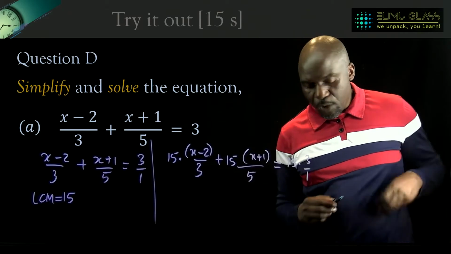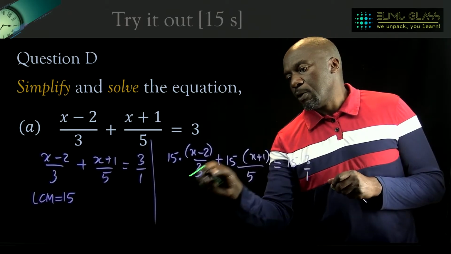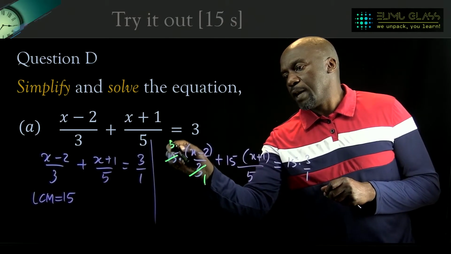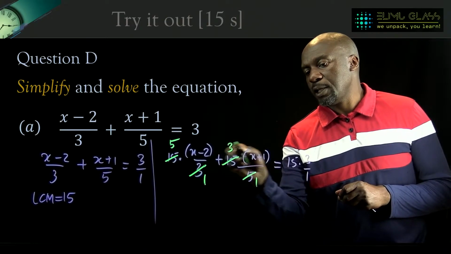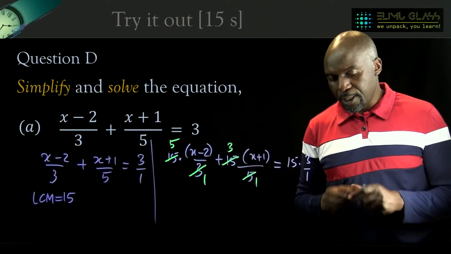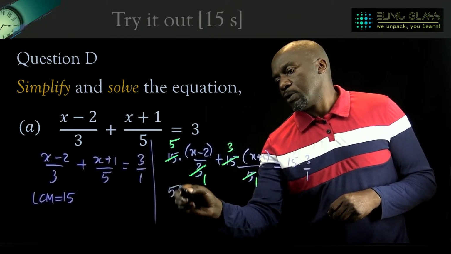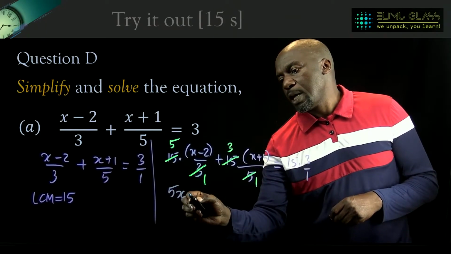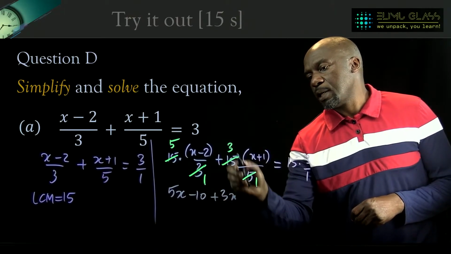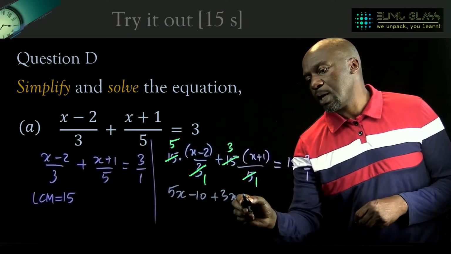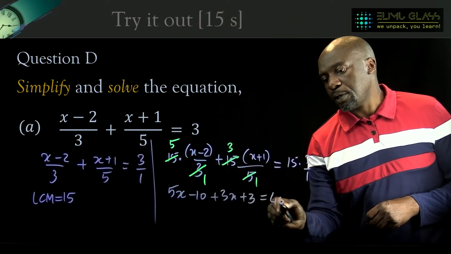Okay, now the reason we are doing this is because now we can write 3 goes here once and goes here 5 times, 5 goes here once and goes into 15 3 times, and this is just as it is. So I can simplify this. This becomes 5x. So we have 5x minus 10, and we have plus 3x, multiplying 3 by x, and 3 by 1 is plus 3, and this must be equal to 45.